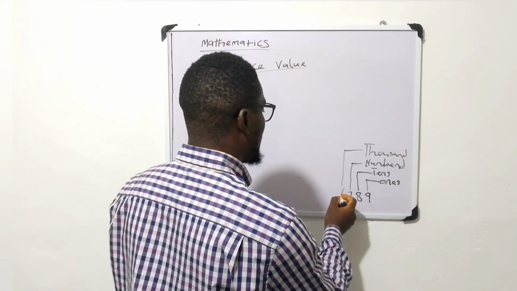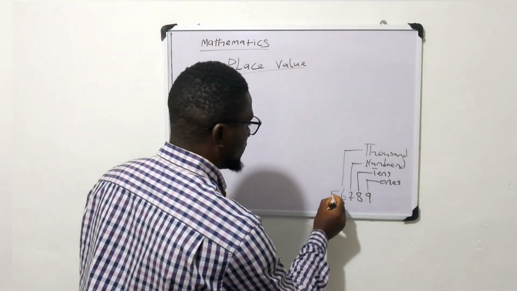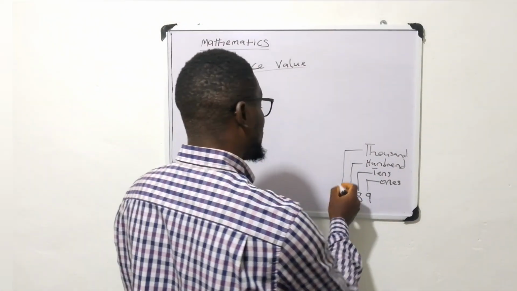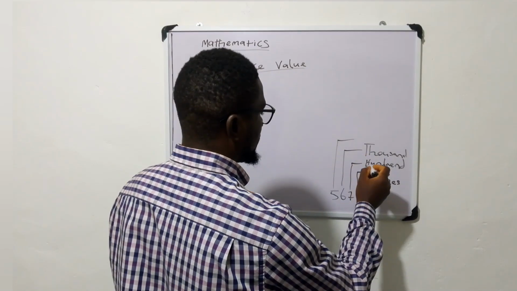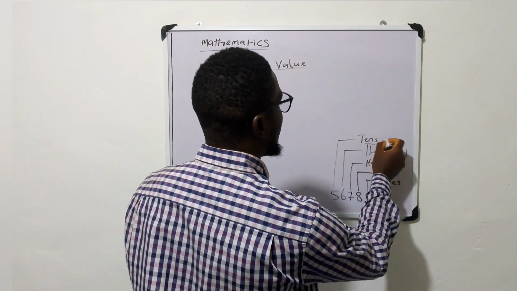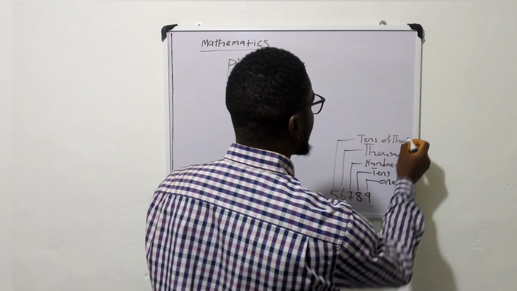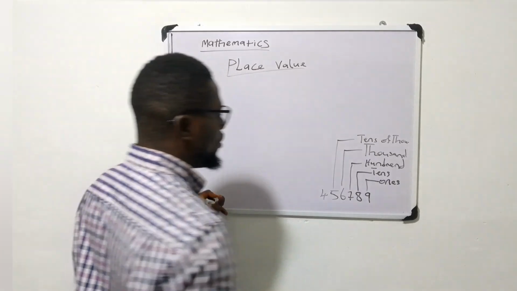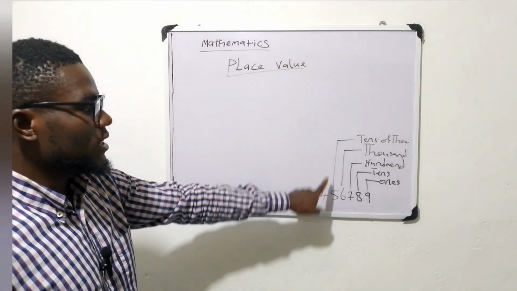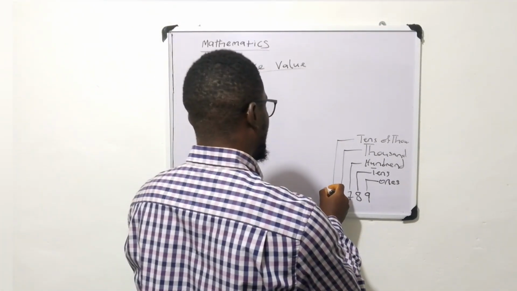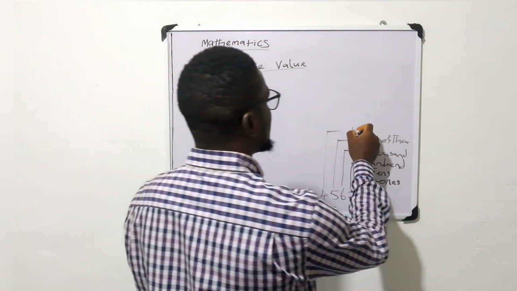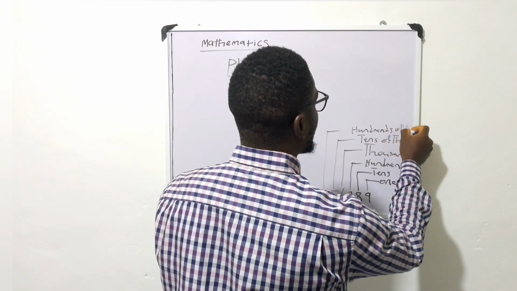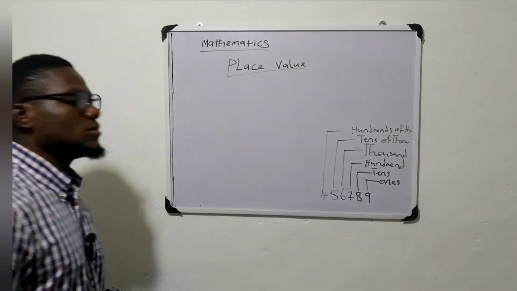Now let's continue. You have 5. What is the value assigned to this 5? We have tens of thousands. You can just put it here. Now we have 4. What is the value assigned to the position of this 4? It is hundreds of thousands. You can just put that there.